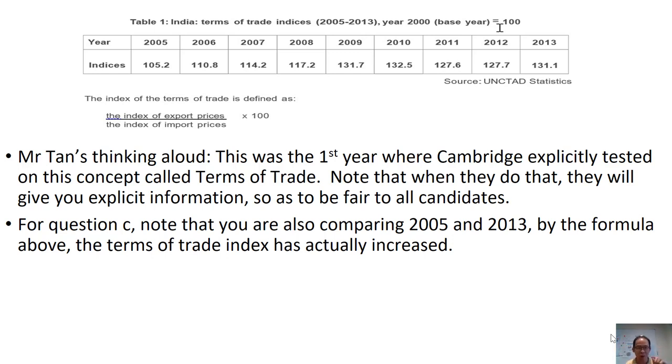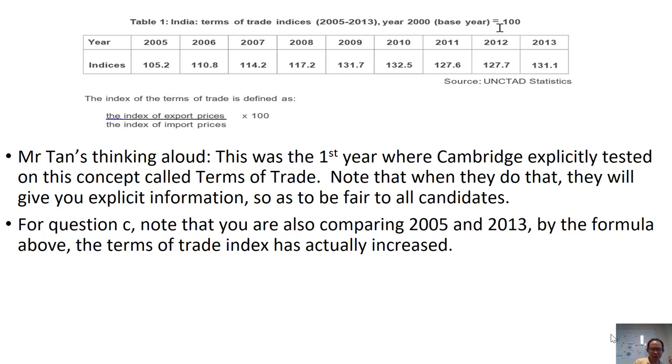So if you look at table 1, they explicitly define the terms of trade right there: the index of export prices over the index of import prices times 100. Is that clear? But of course, the terms of trade is elaborated more in your HCI notes, in the appendix of your international economics notes.